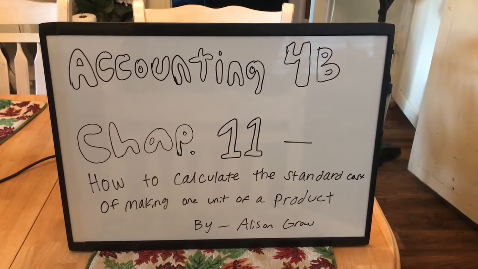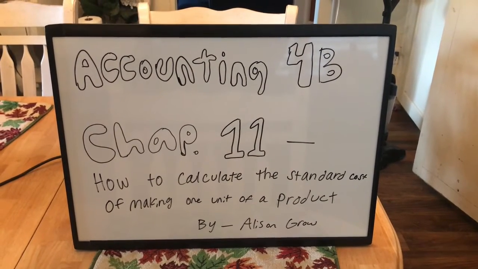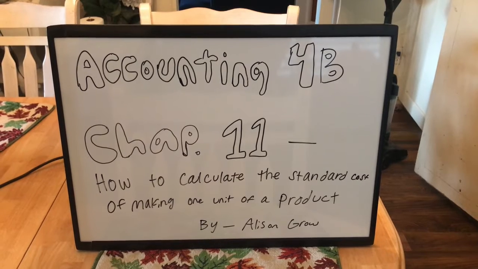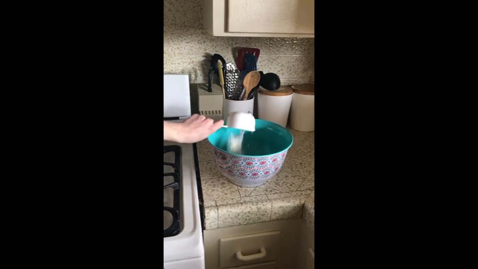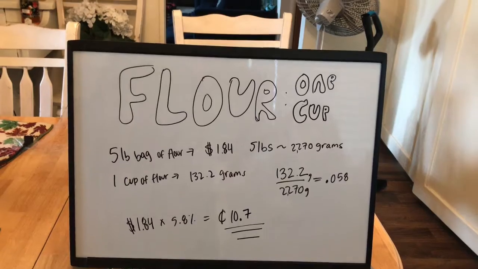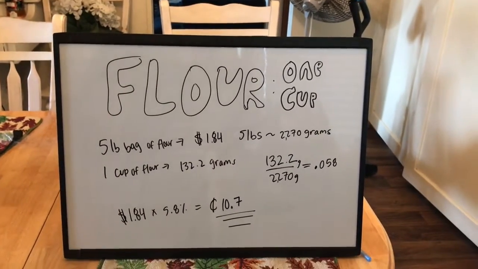Today I will be showing you how to calculate the standard cost of making 1 unit of a product by baking a batch of double chocolate chip cookies. First, we need 1 cup of flour. For this recipe, we only need 1 cup of flour.